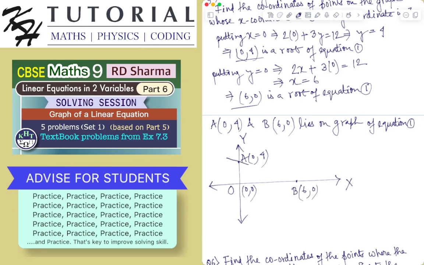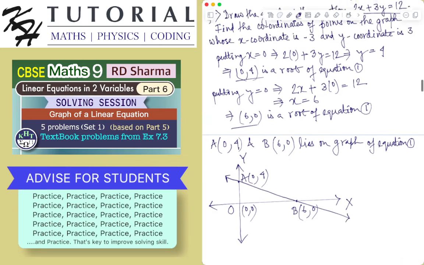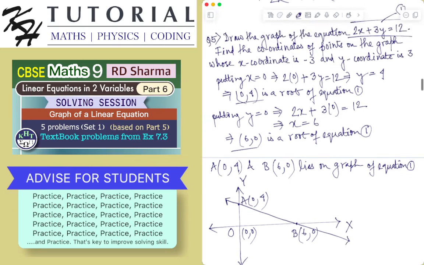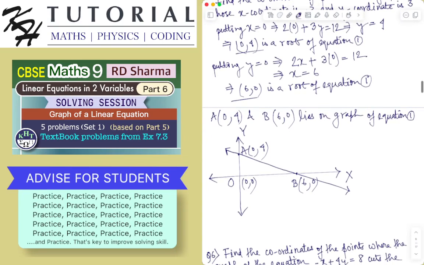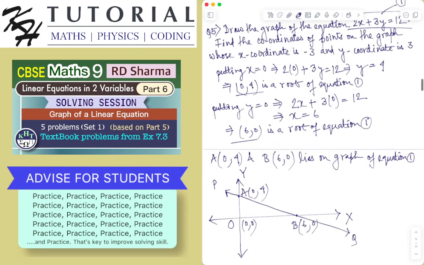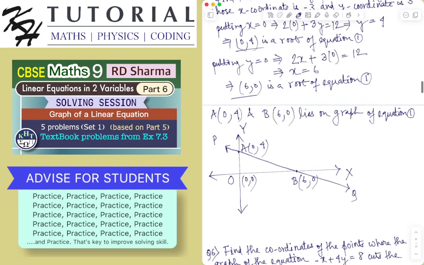If you join A and B, this is the graph or the line of the given equation 2x plus 3y is equal to 12. Let's say this straight line be PQ. Now it asks to find the coordinates of points on the graph whose x coordinate is -3 and y coordinate is 3.